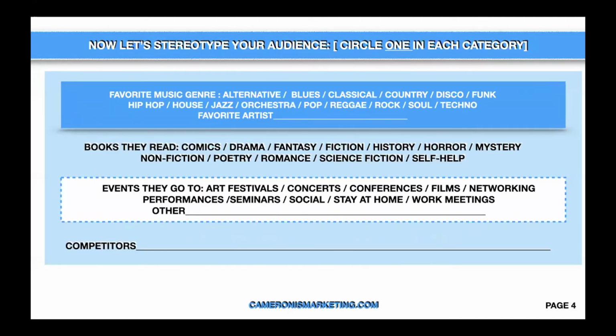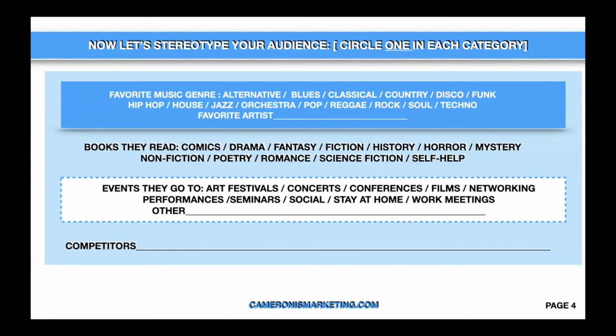So their favorite music genre, right? Whether they're alternative, blues, classic, country, disco, funk, hip hop, house, jazz. You get what I'm saying? Their favorite artists. These are totally different people, right? These are totally different people than the books they read, whether they read comics, right? Someone who reads a comic book versus someone who reads romance, those are two different separate people, right? So, just identifying and seeing who it is that you are trying to go after is very, very important.